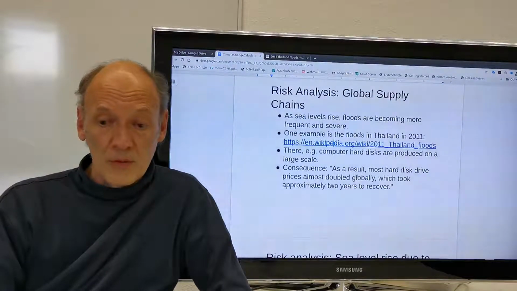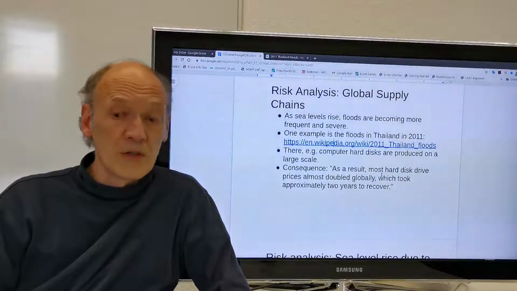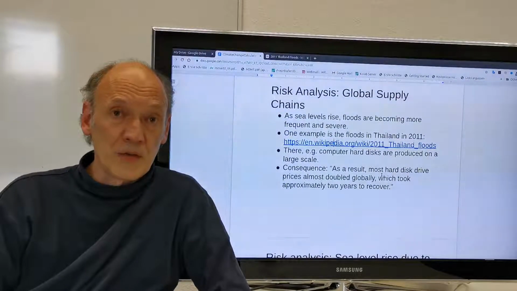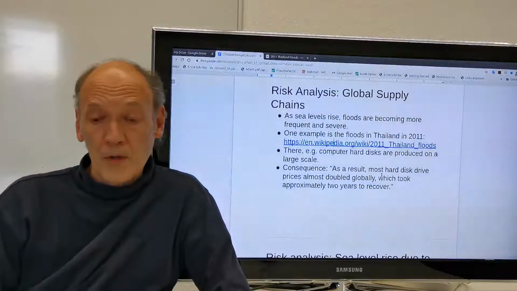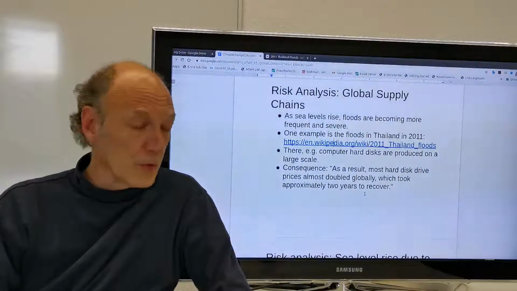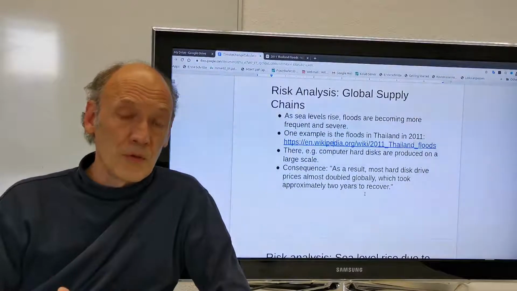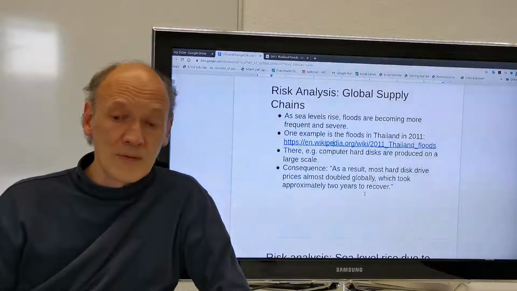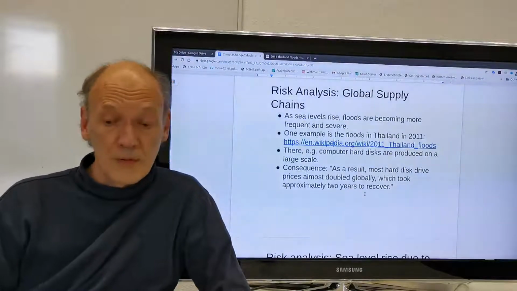I remember that after these floods, for 1 or 2 years, it was difficult to buy computers with larger hard drives because they were scarce, right? Because few of them were manufactured. And it took about 2 years to recover. This shows the sensitivity. It also shows that if you have more of those events, then those effects on the global supply chain will increase.